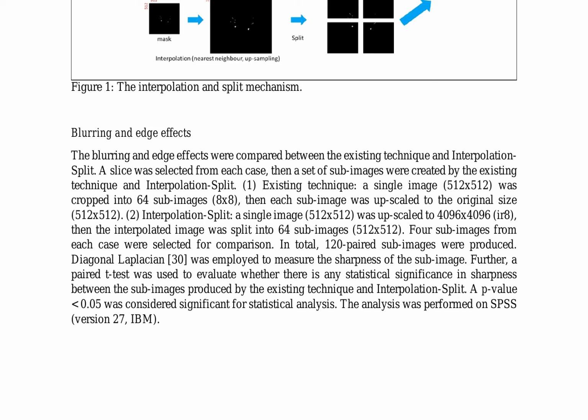The diagonal Laplacian operator is employed to evaluate the sharpness of the subimages. A paired t-test is conducted to determine if there is a statistically significant difference in sharpness between the subimages produced by the existing technique and interpolation split. A p-value less than 0.05 is considered statistically significant. The analysis is performed using SPSS software, version 27.